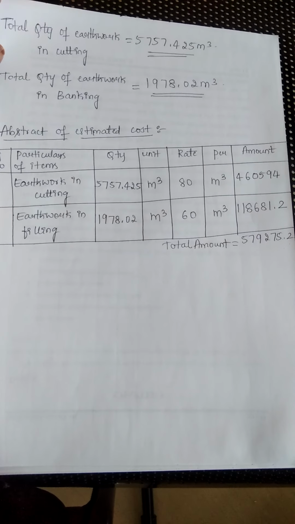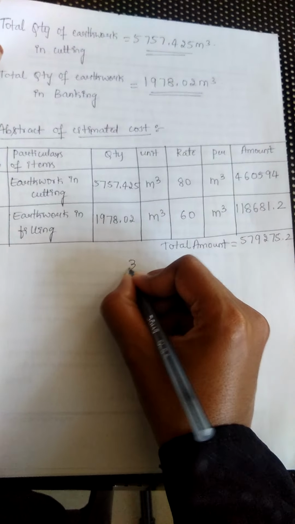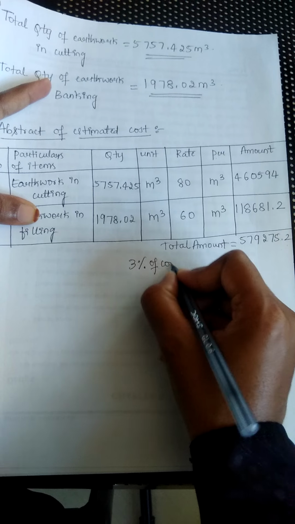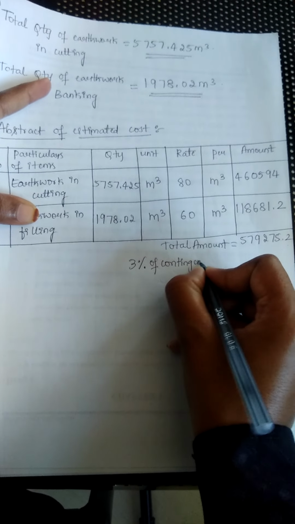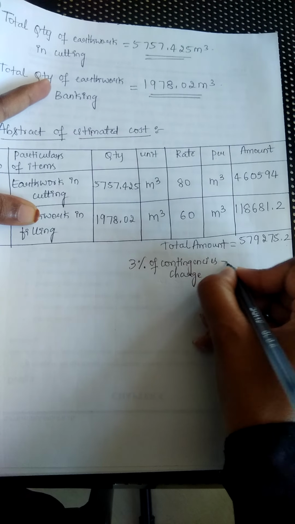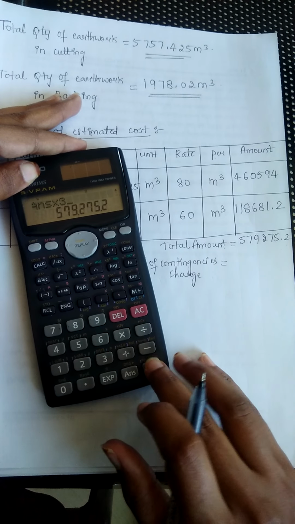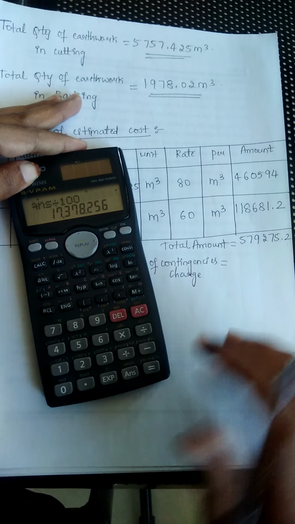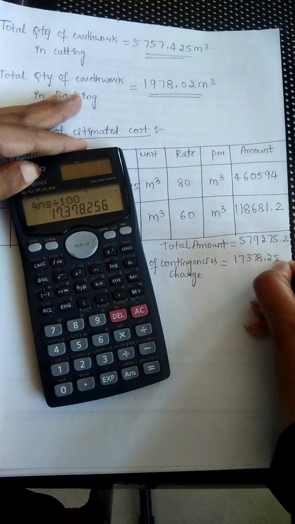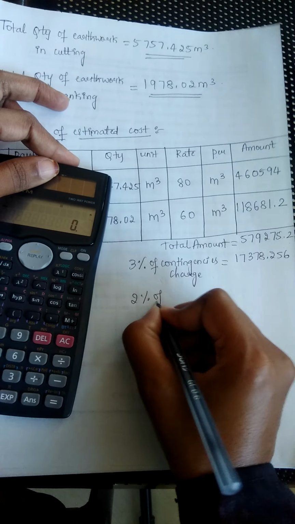So this gives you 579275.2. Now for this we have to add 3% of contingency charges. So let us do 3% of this. Total amount into 3%, that means into 3 divided by 100. So this gives you 17378.256 rupees. And again we have to add 2% of the work charge here.